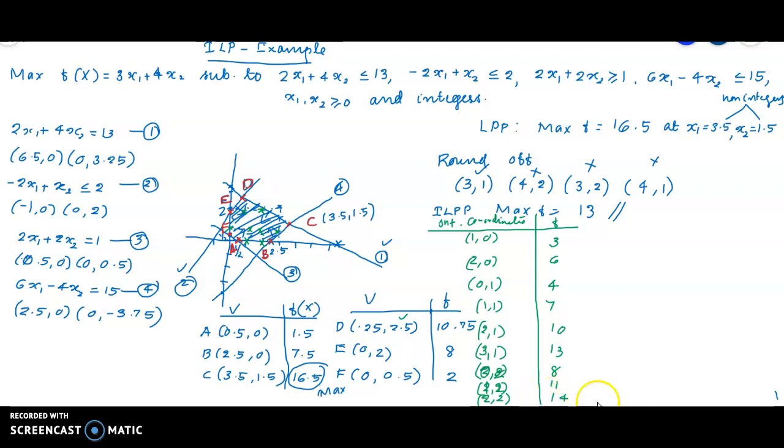Then listing the integral coordinates, these are all the points in the feasible region. Then we have to find the maximum of the function. This will give the maximum. By listing integral coordinates, we get the maximum as max f equal to 14 at x1 equal to 2, x2 equal to 2.